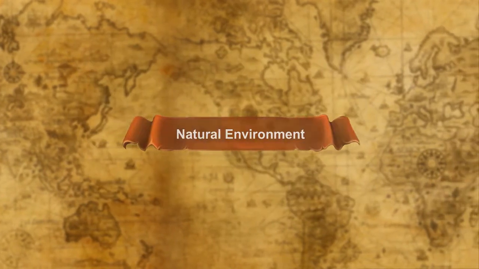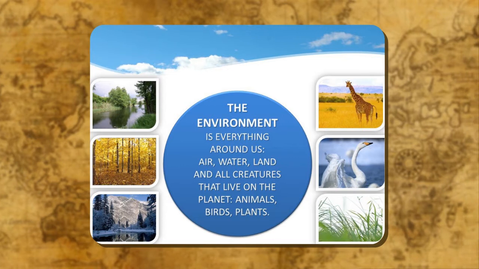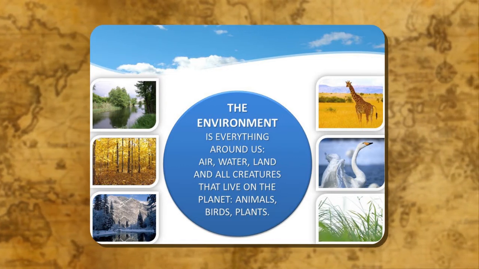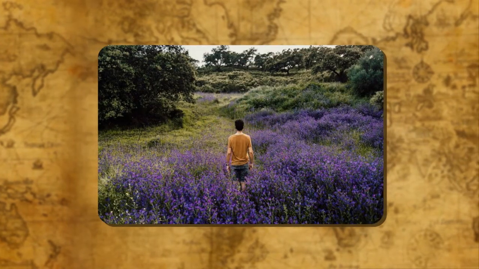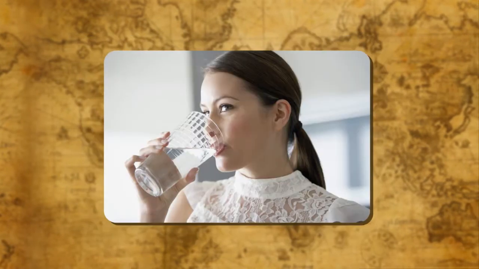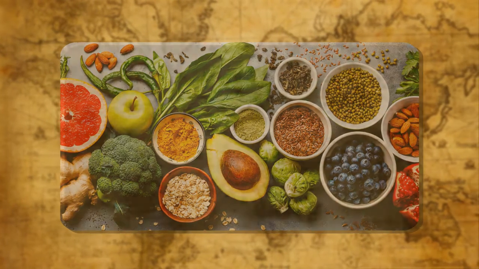Natural environment. Land, water, air, plants and animals are the elements of natural environment. It provides us the base for our existence: land to live on, air to breathe, water to drink, and food to eat.